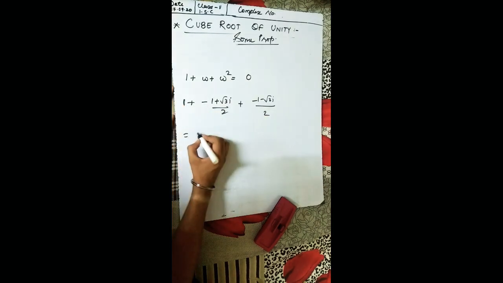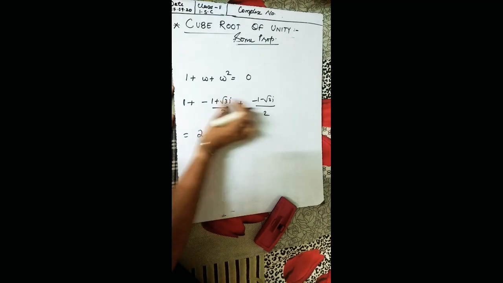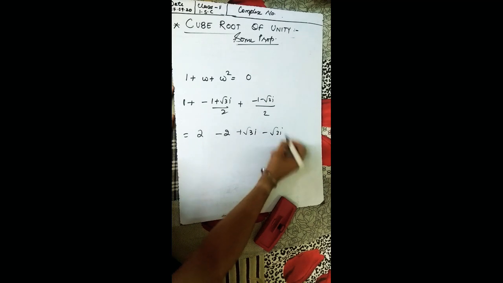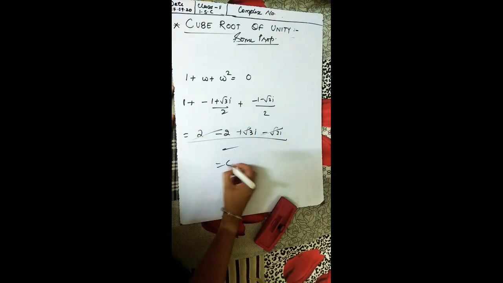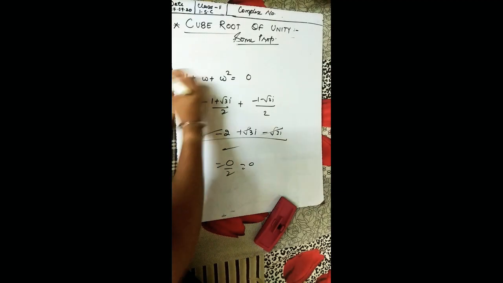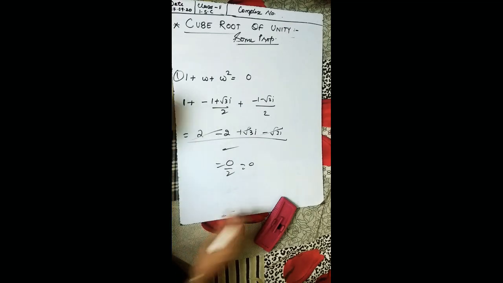Okay, let me solve. This is 2, so taking LCM, 2 plus minus 1 will be minus of 2. This will be cancelled upon 2. All the things are cancelled, 0 upon 2, which is 0 only. Alright, so this is the very first property, 1 plus omega plus omega square is equal to 0.